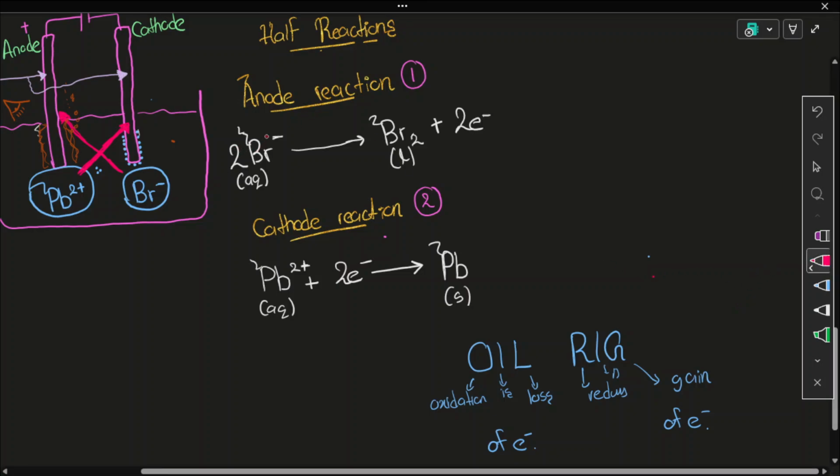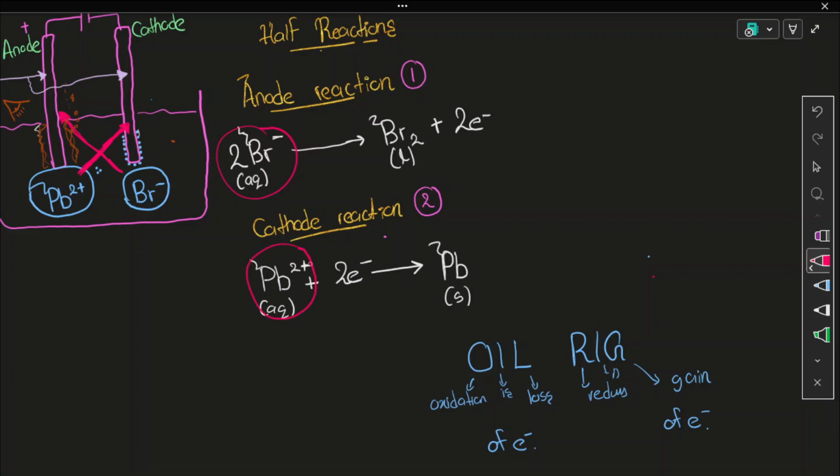Here, what is happening to the bromide ion? Okay, here, first look here. What is happening to the lead 2 plus? We are adding 2 electrons. So are we losing electrons from the lead 2 plus or are we gaining? We are gaining. So we are gaining 2 electrons to the lead. So what is gain of electrons? Reduction. So this is the reduction reaction.